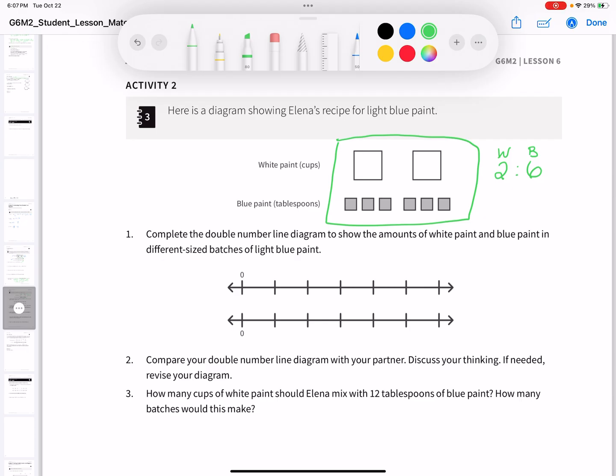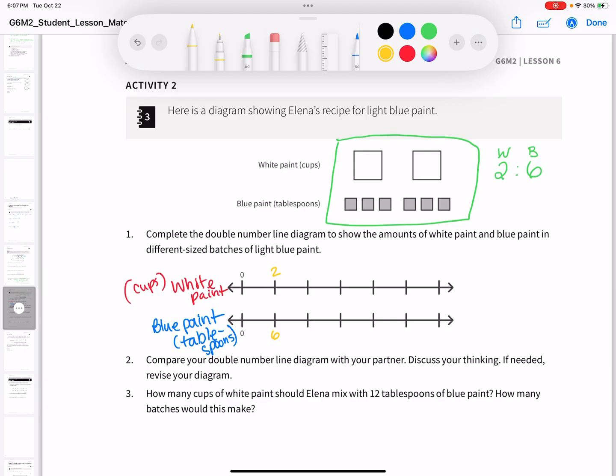Complete the double number line diagram to show the amount of white paint and blue paint in different size batches of light blue paint. All right, so we know one batch is 2 to 6. So that's going to be our first. We are going to put white paint on the top, and that's in cups. And then we are going to do blue paint, and that is in tablespoons. All right. So we know that one batch is 2 cups white paint for 6 tablespoons of blue paint.